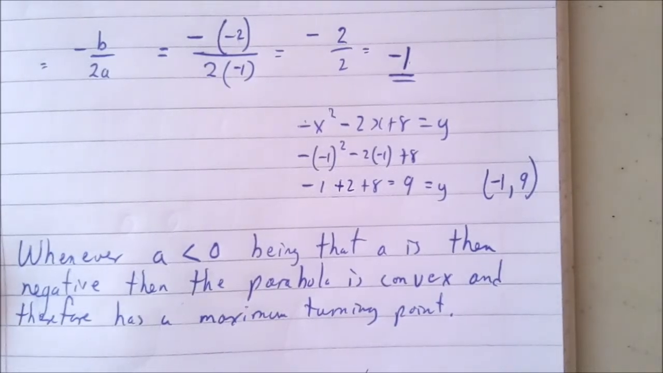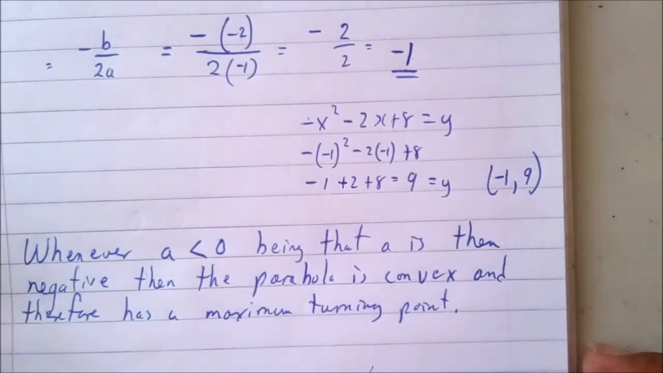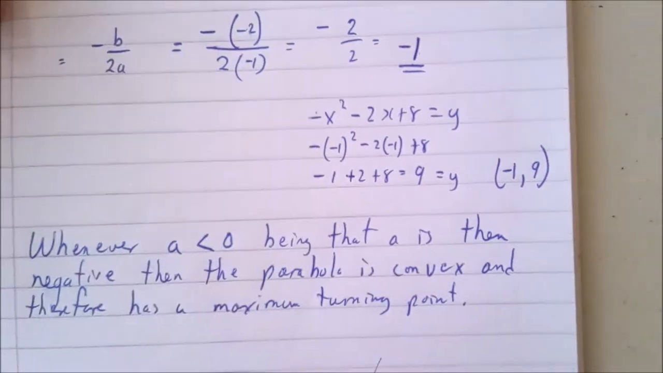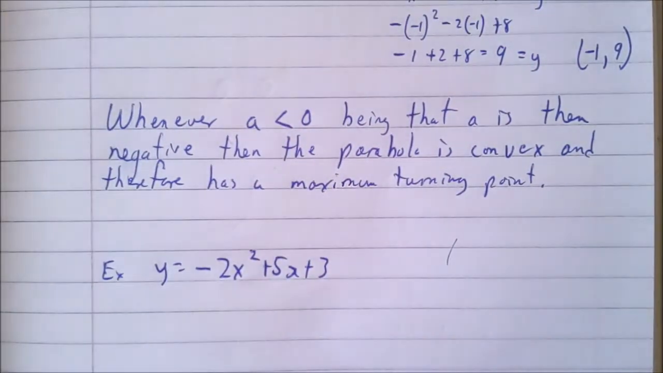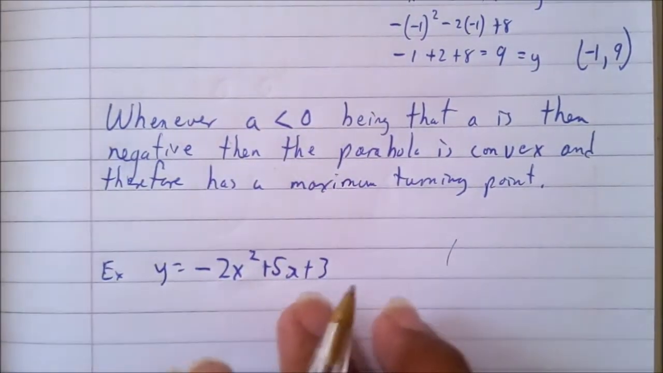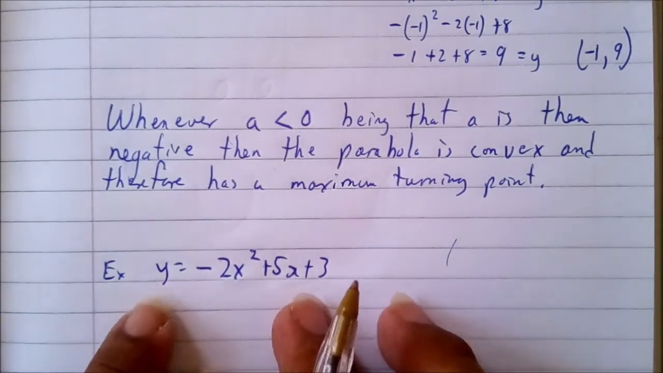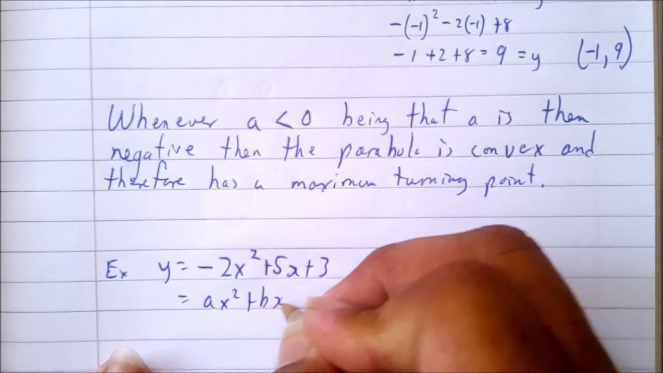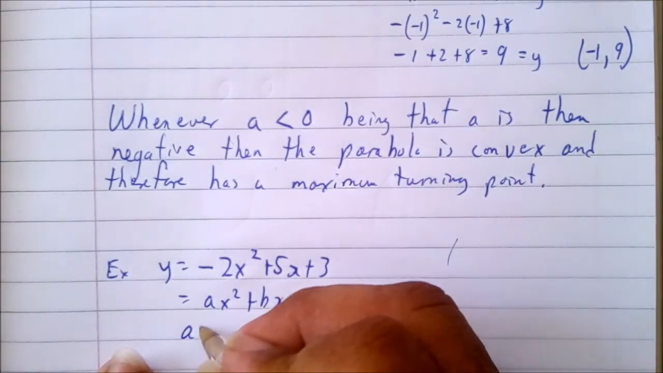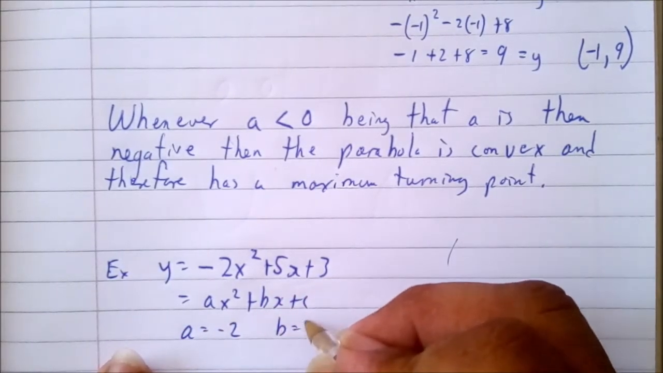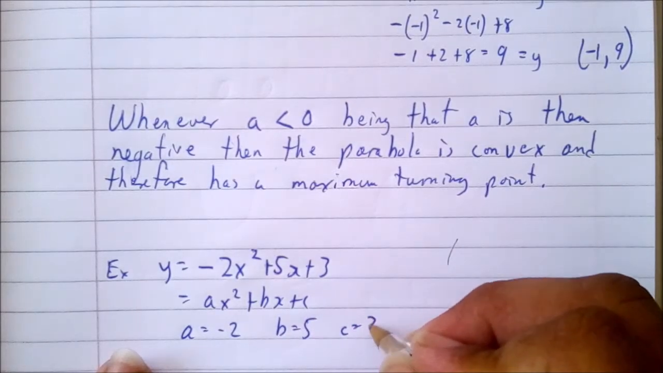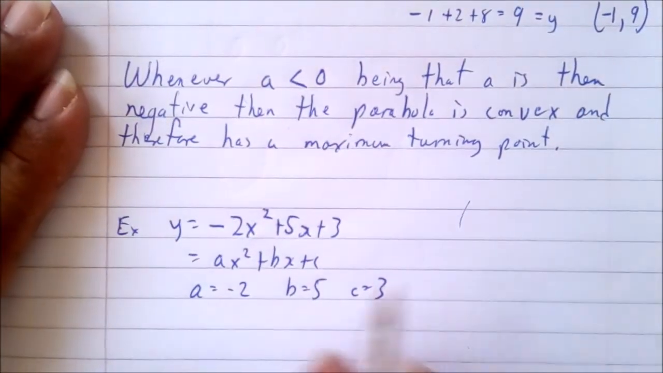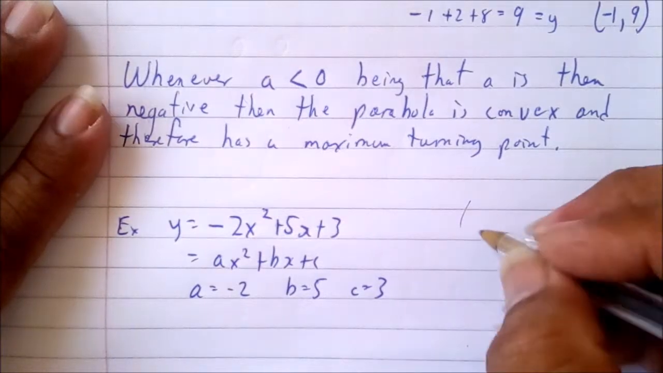All right, so let's go with another example. Okay, so let's try this example. We have been given this example. Remember, try look at this equation as saying ax squared plus bx plus c. So a is equal to -2, b is equal to +5, and c is equal to 3. So we put that into our equation of our axis of symmetry.